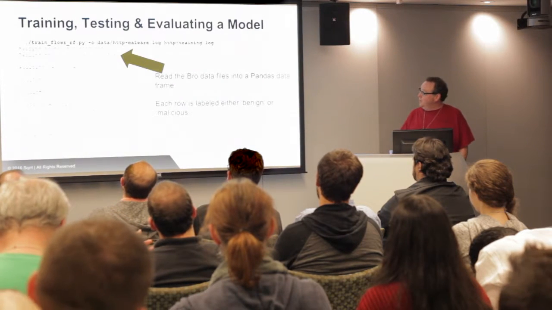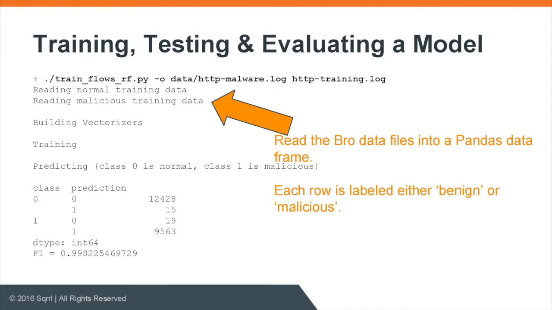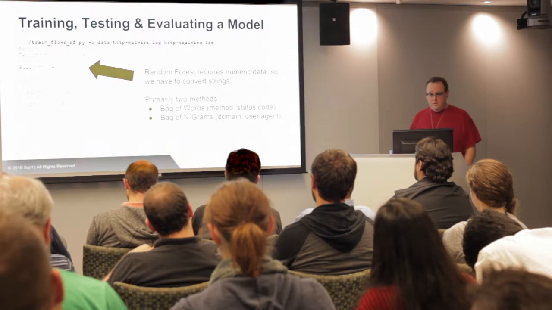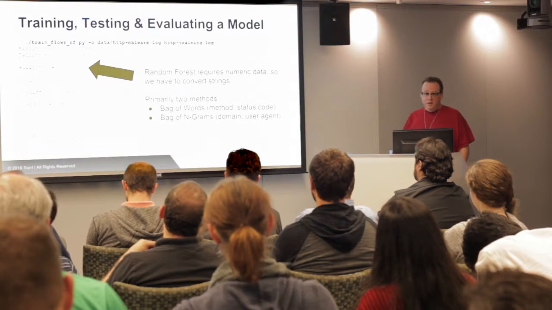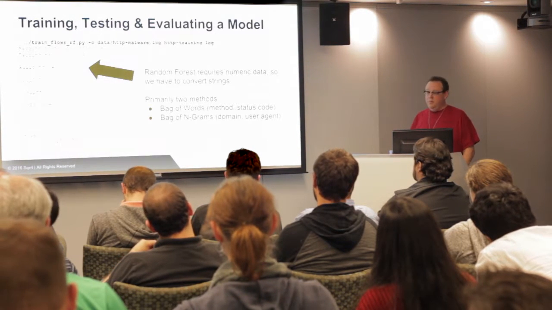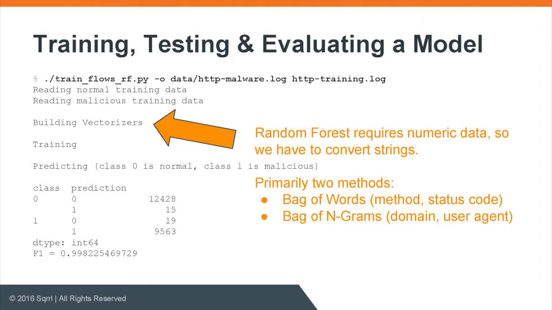So I'm going to skip ahead. Read the Bro data into a pandas data frame. By the way, each one of those has a label on it. Depending on which file it came from, we say it's either benign or malicious. We convert all the strings using bags of words. You can see we do that for things like method and status code, because the status code, like Chris was saying, is basically an enumerated type. The HTTP method is also another enumerated type: GET, POST, whatever. And then n-grams for other things like domains and user agents and whatever.